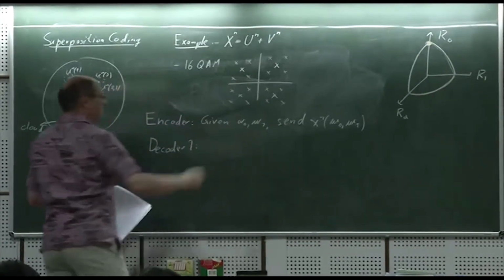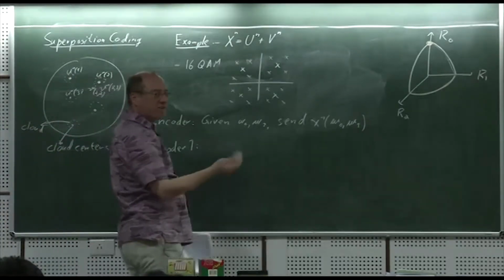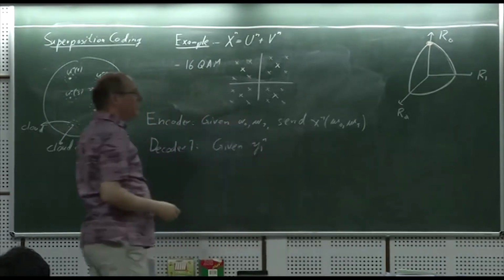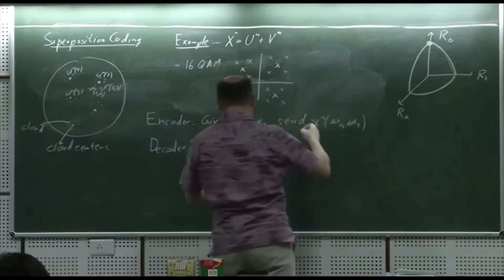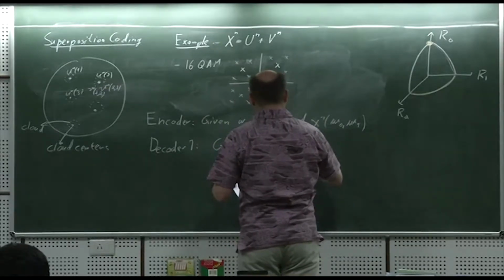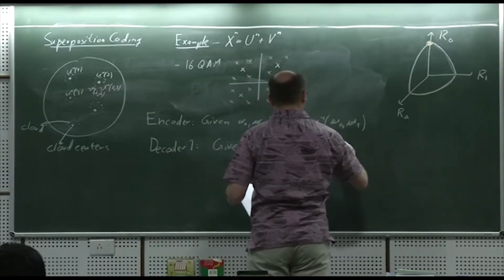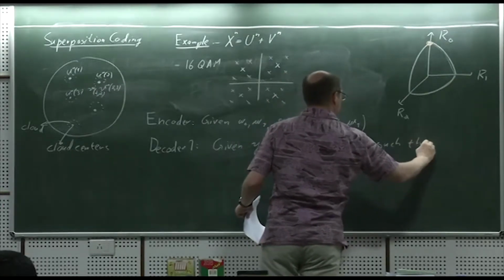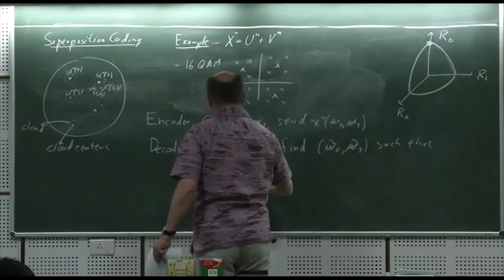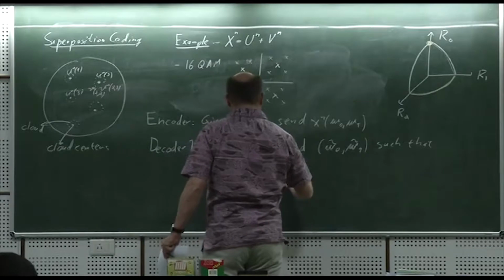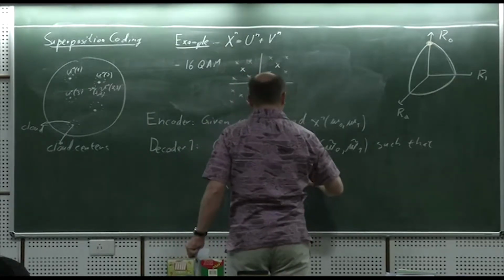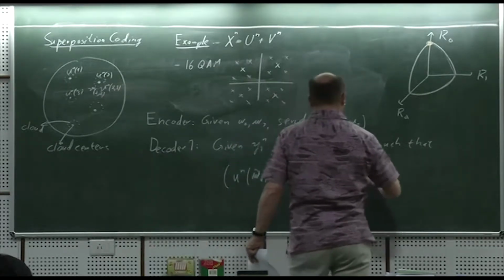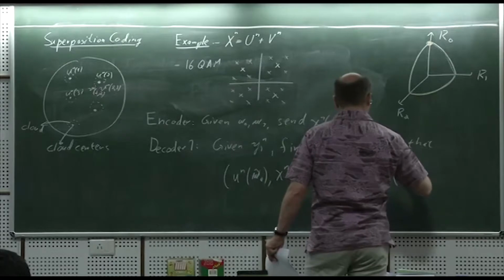This is straightforward. Everything here is now straightforward. There's nothing really new. So given y1^n, decoder 1 is going to try to decode both, because we're assuming it has to, right? Find w0 tilde, w1 tilde such that the triple u^n(w0 tilde), x^n(w0 tilde, w1 tilde), y1^n is jointly typical with respect to p_UXY.